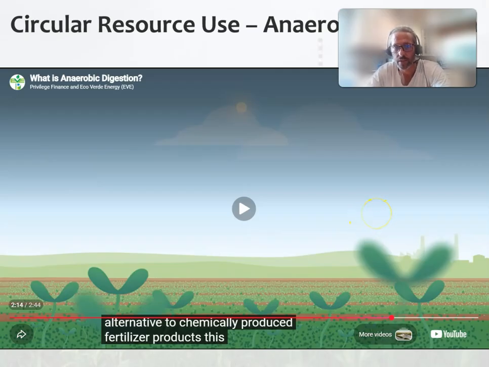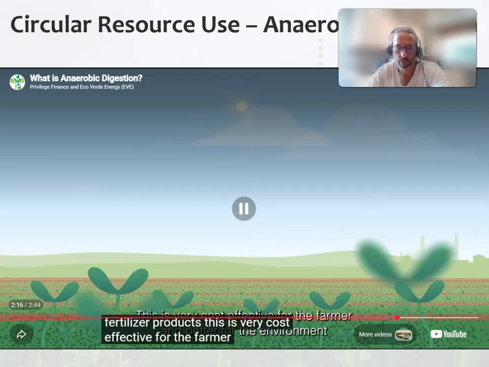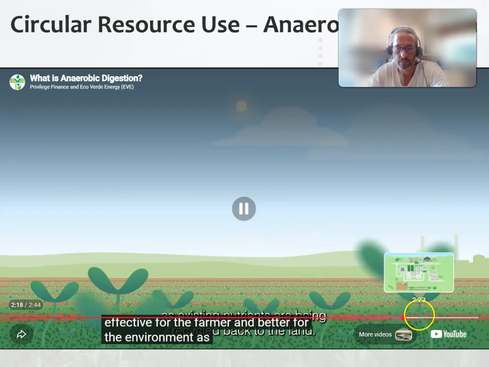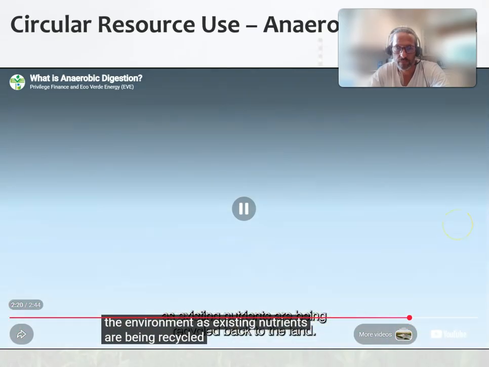So it's a really cool technology. It is used, not many people know about it, but it is used all over the world, including the United States and including locally here in Delaware. But pretty interesting. This process is very cost effective for the farmer and better for the environment, as existing nutrients are being recycled back to the land.